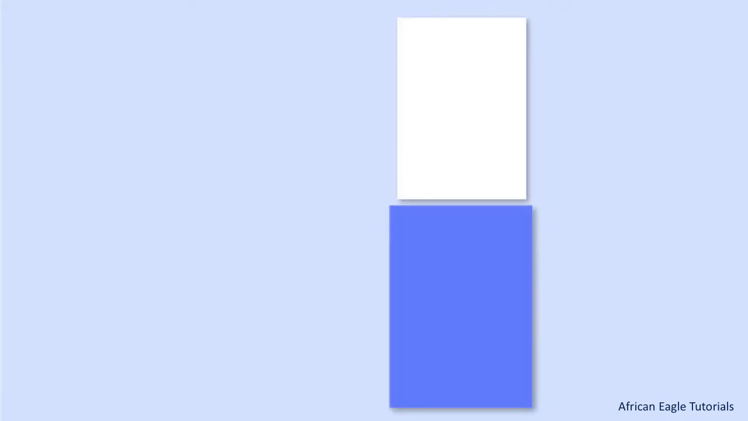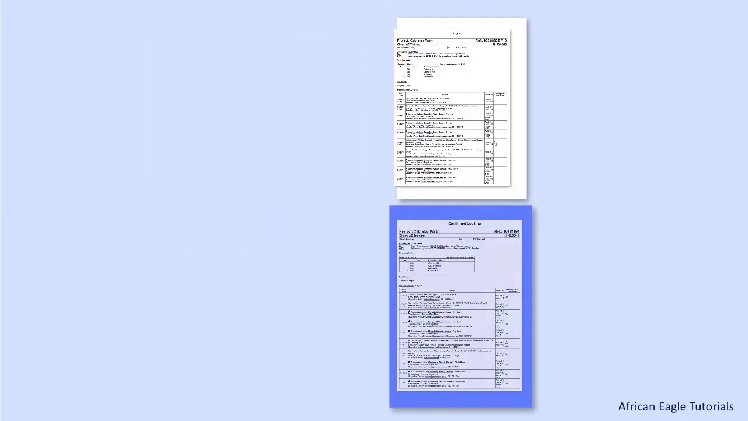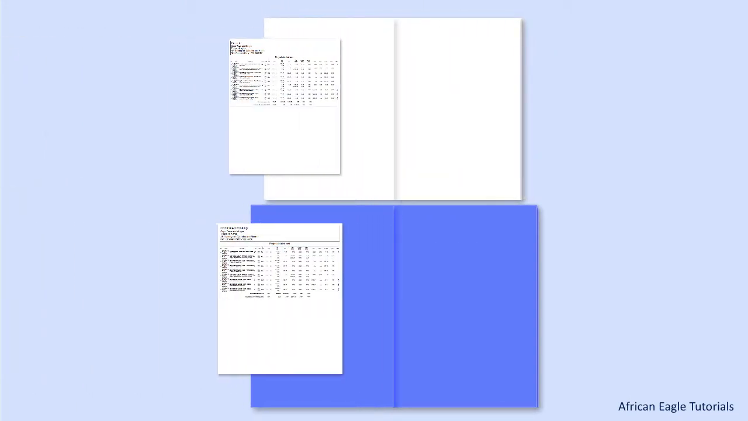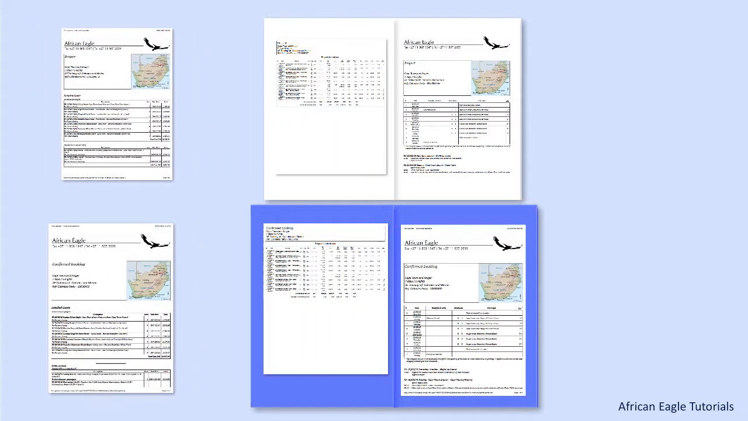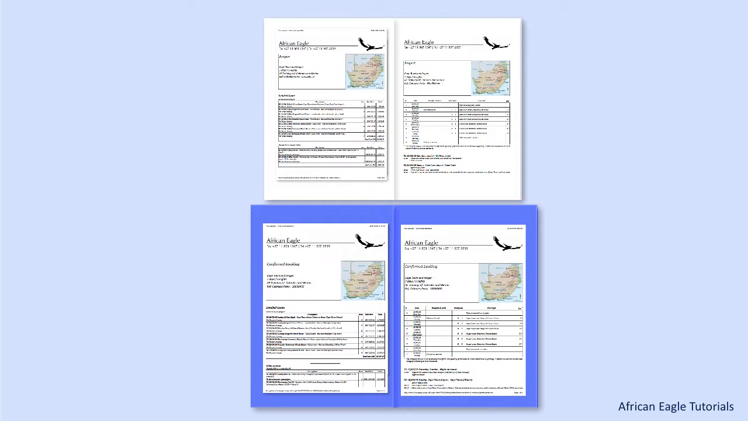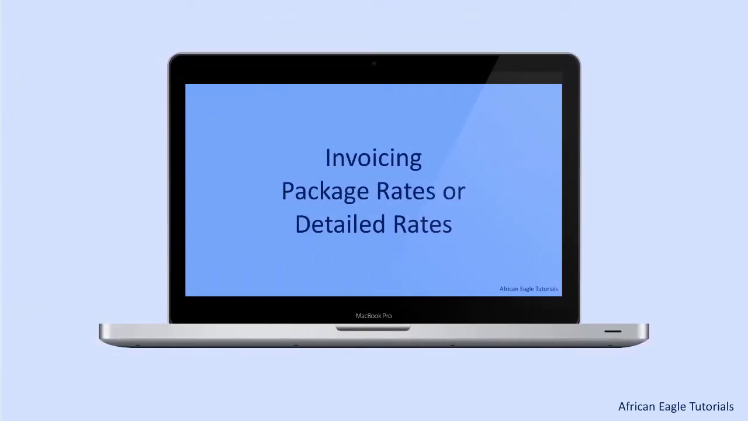To make the hardcopy file, the reference is still the front cover, the detailed rates still attached to the inside left, and the itinerary and rates to the inside right. The detailed quote replaces the package rates on top of the detailed rates. For a detailed look at the difference between package and detailed rates, see the tutorial on invoicing package rates or detailed rates.